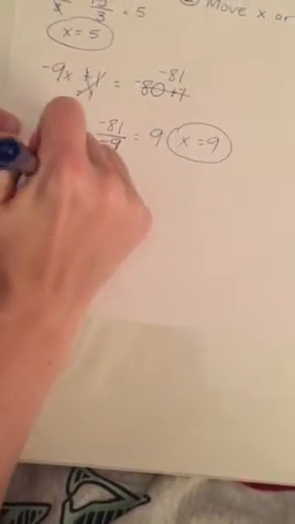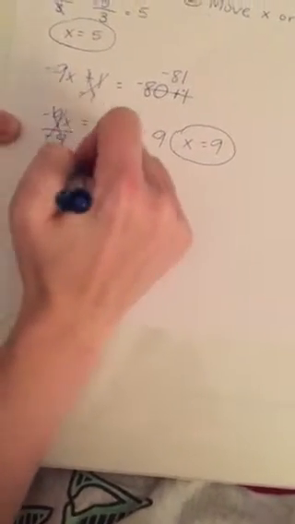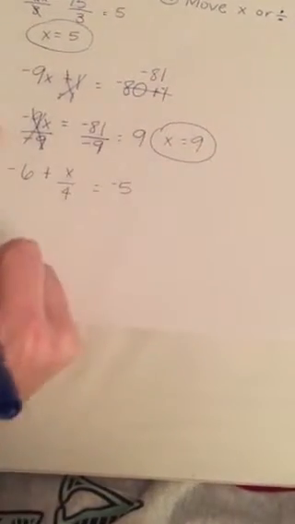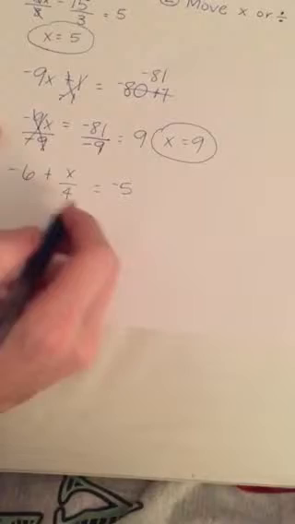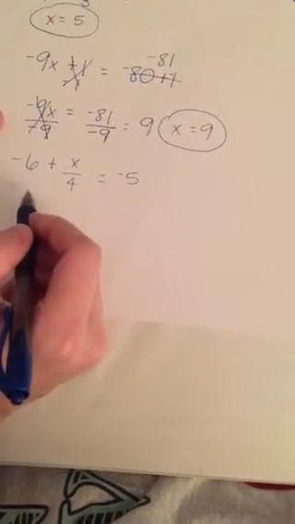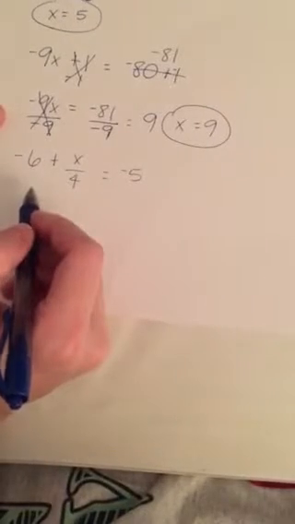And finally, negative 6 plus x over 4 equals negative 5. Okay, this one's written a little bit differently because the x isn't first, but it's okay. You still follow the same rules.